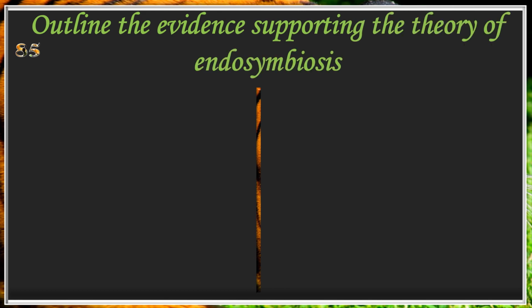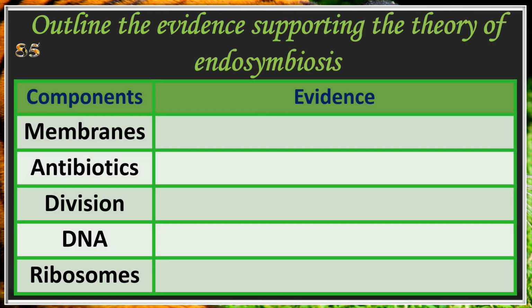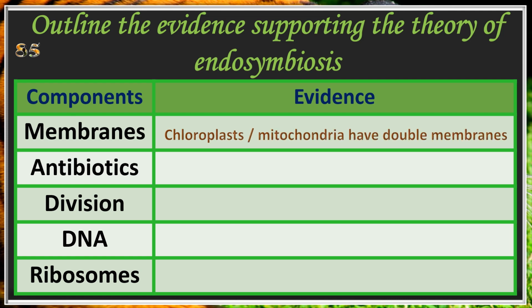Outline the evidence supporting the theory of endosymbiosis. We have the components and the evidence. Membranes. Chloroplasts and mitochondria have double membranes.